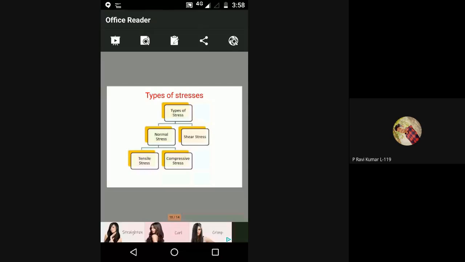Next one, types of stresses. Already I told that the stresses are mainly classified into two types here. One is the normal stress, which is developed perpendicular or normal to the plane, which is represented by sigma here. Second one is the shear stress here. The stresses which are developed parallel or tangential to the plane are called shear stress, which is represented by tau.